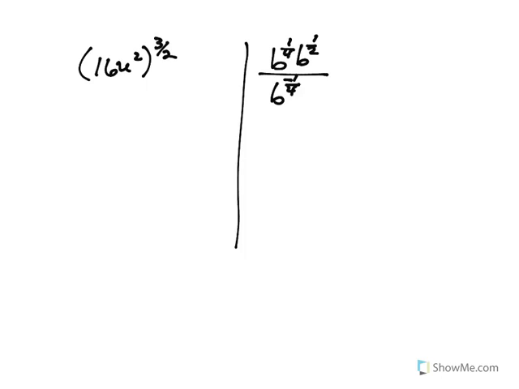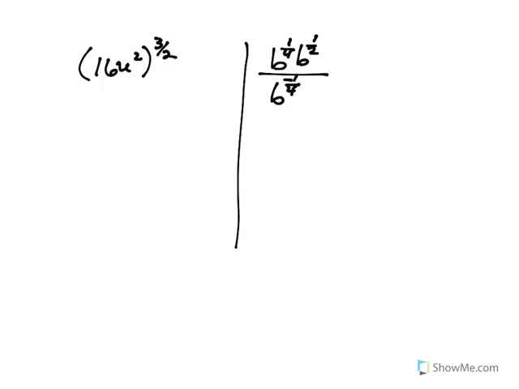Okay, so here we're dealing with rational exponents. You've already seen exponents in a basic algebra class. Rational exponents just means exponents that have fractions. So if you look here, we have 16u squared, all raised to the 3 over 2. It's important to know that when you have rational exponents, the numerator represents something and the denominator represents something.